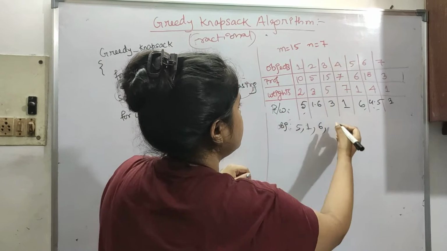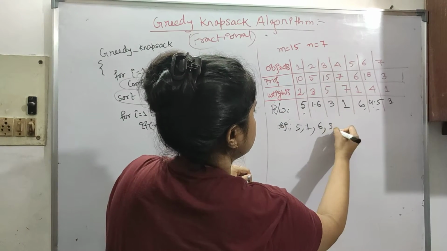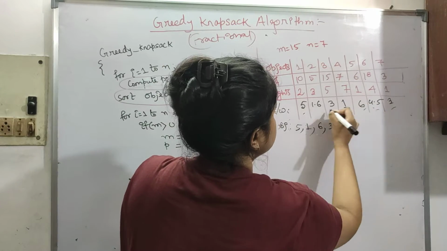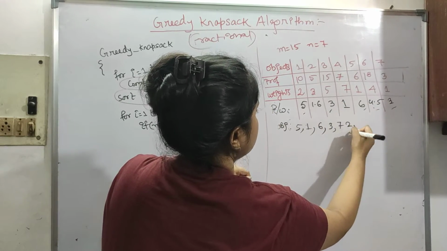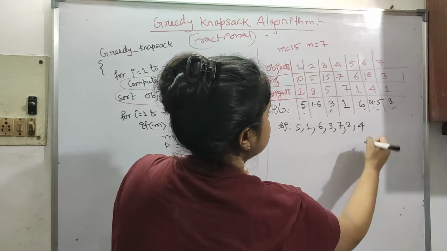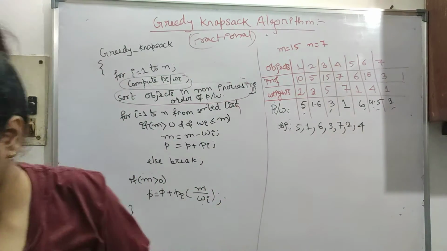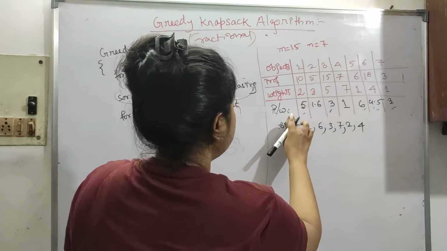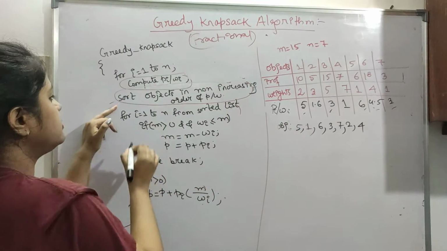So let's take this. Okay, 3, and then object 7. 3 is done. 1.6 means object 2, and then 1 means object 4. Let me check once. Yes, it's okay. So now we are done with the sorting part.